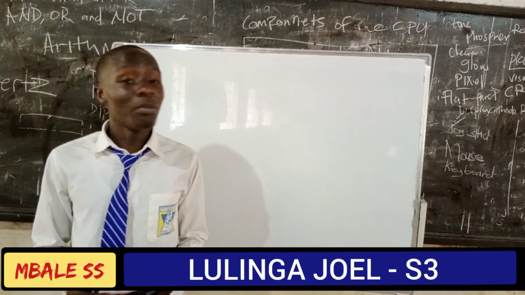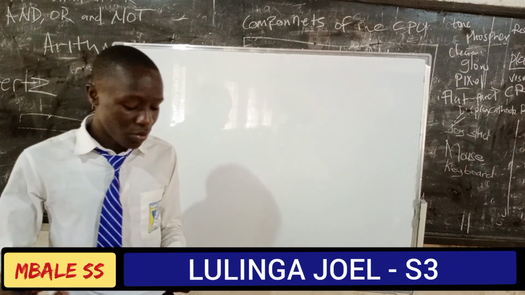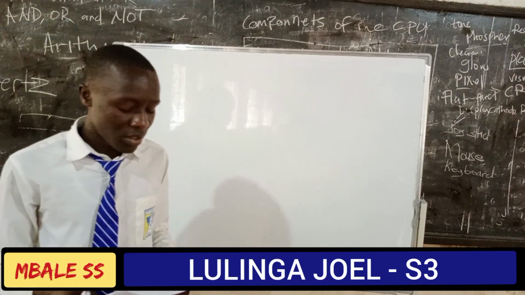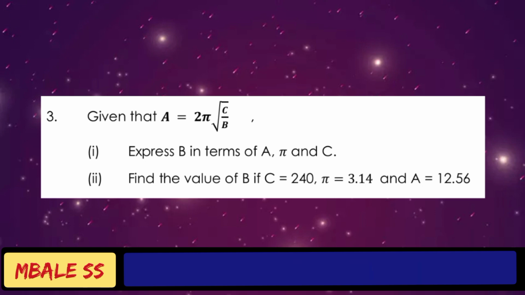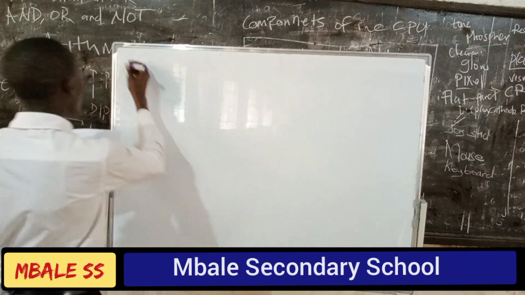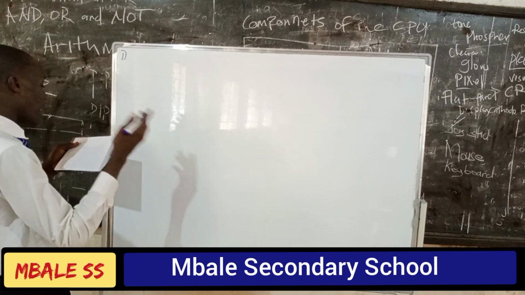I'm a student from Mbale in senior 3E, and I'm here to answer question number 3, which is: given that A equals 2 pi the root of C over B, Roman 1, express B in terms of A, pi, and C. So they've told us to express B in terms of A, pi, and C.